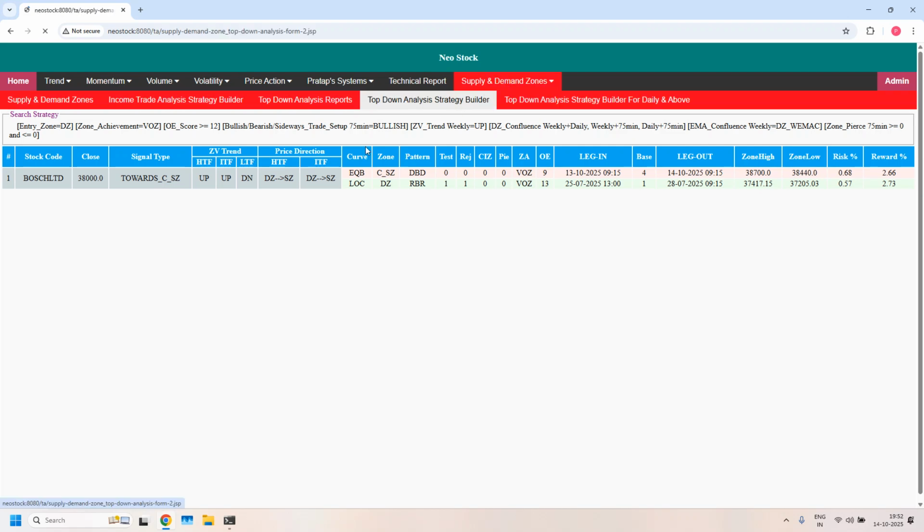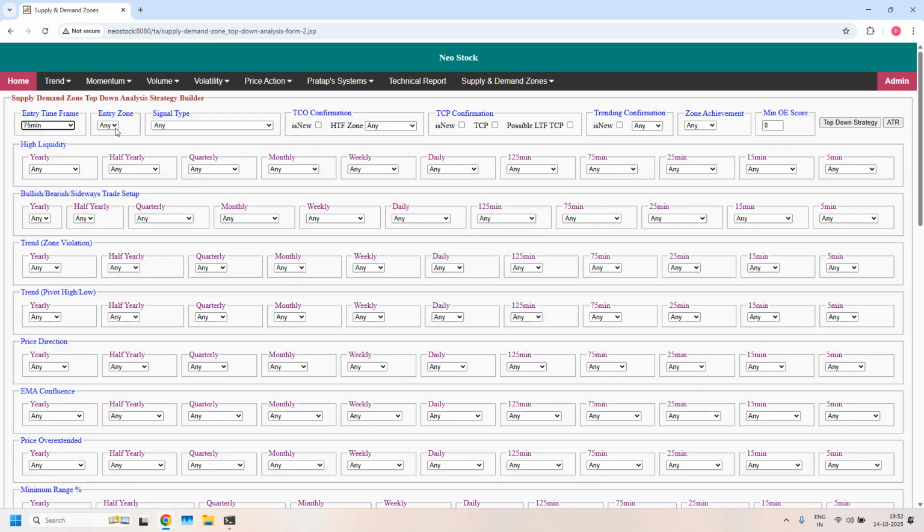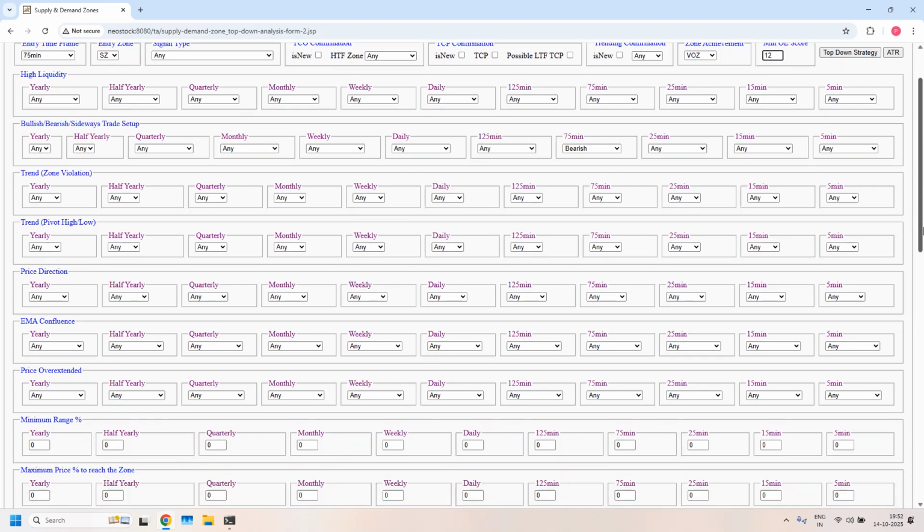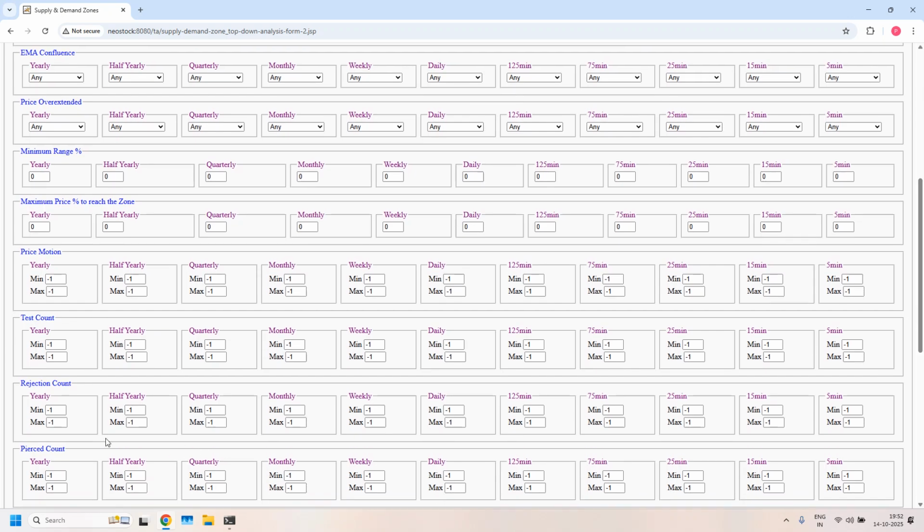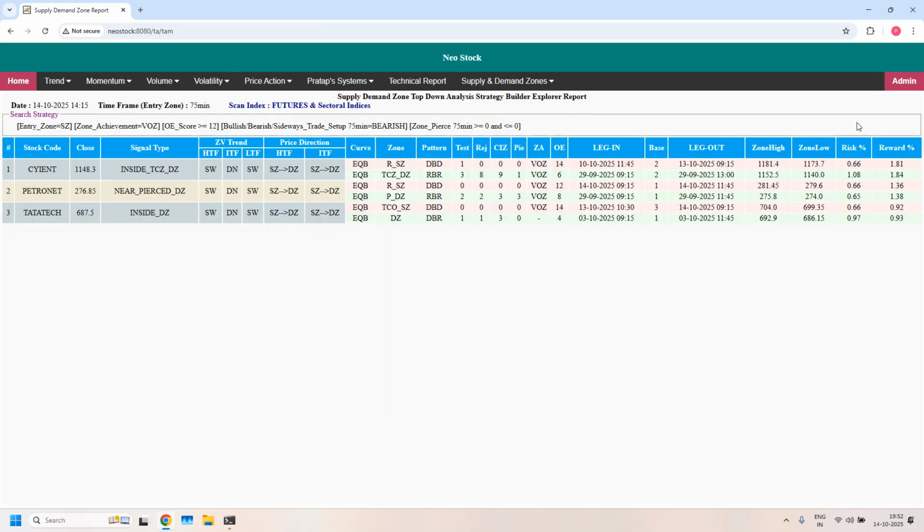Next, bearish trade setup for weekly income trade. Entry time frame 75 minutes. Entry zone, supply zone, bullish or bearish at 75 minutes. Selecting bearish, zone achievement VOZ, minimum order enhance score 12, and also the 75 minutes supply zone should not be pierced. So in the pierced count, 75 minutes time frame, minimum value 0, maximum value 0. With these filters, we got 3 stocks, supporting bearish trade setup for weekly income trade, entry time frame zones, 75 minutes supply zones.